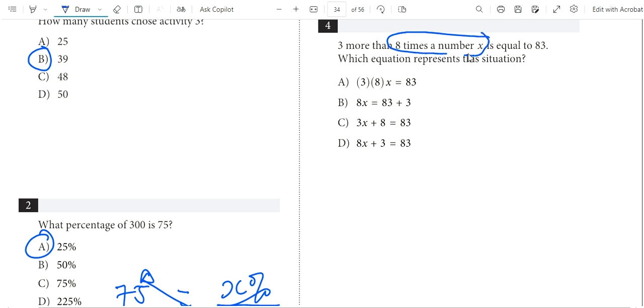It says 8 times a number x. So it's definitely going to be 8 times x. Now it says 3 more than 8 times x. 3 more than 8 times a number x. So we're going to have 3 added to it equals 83. Now if we look through the options, we can see that we've got option D.